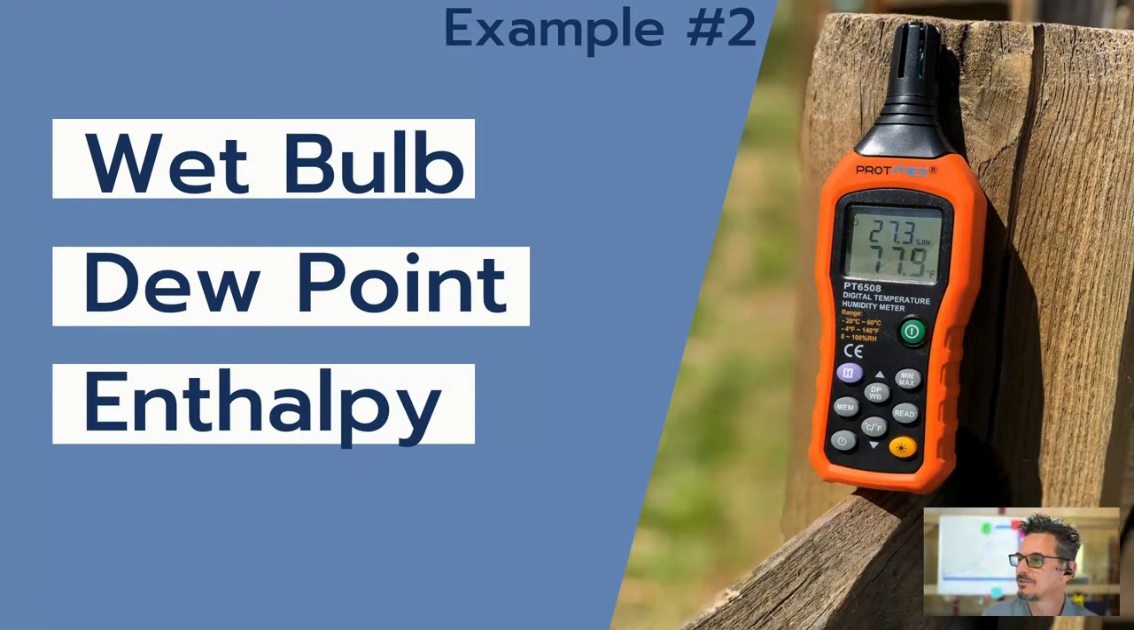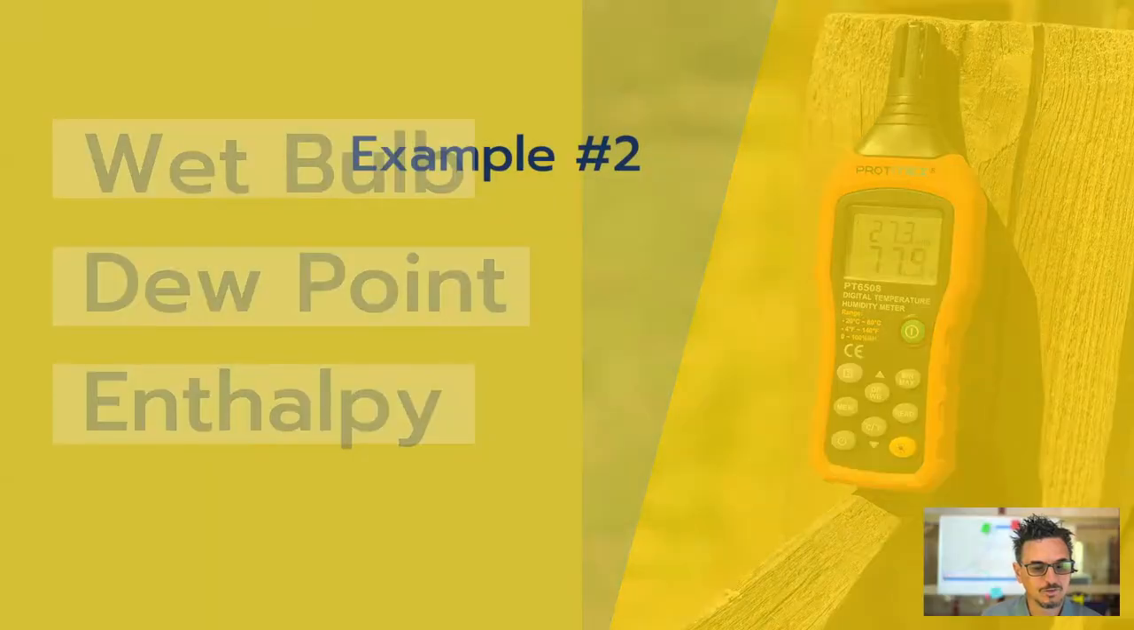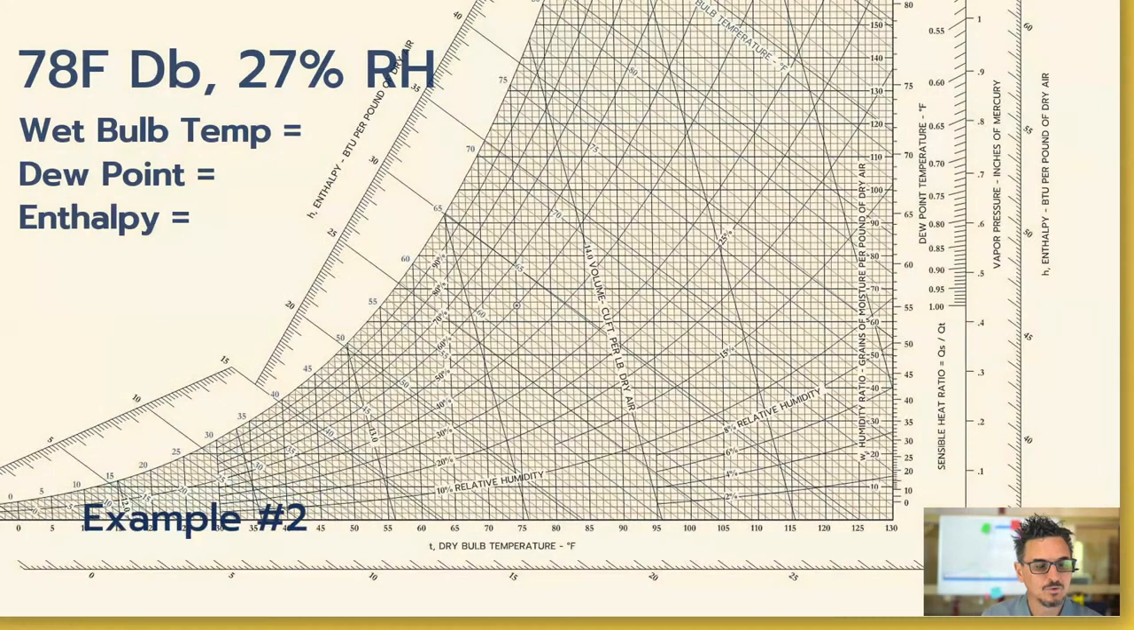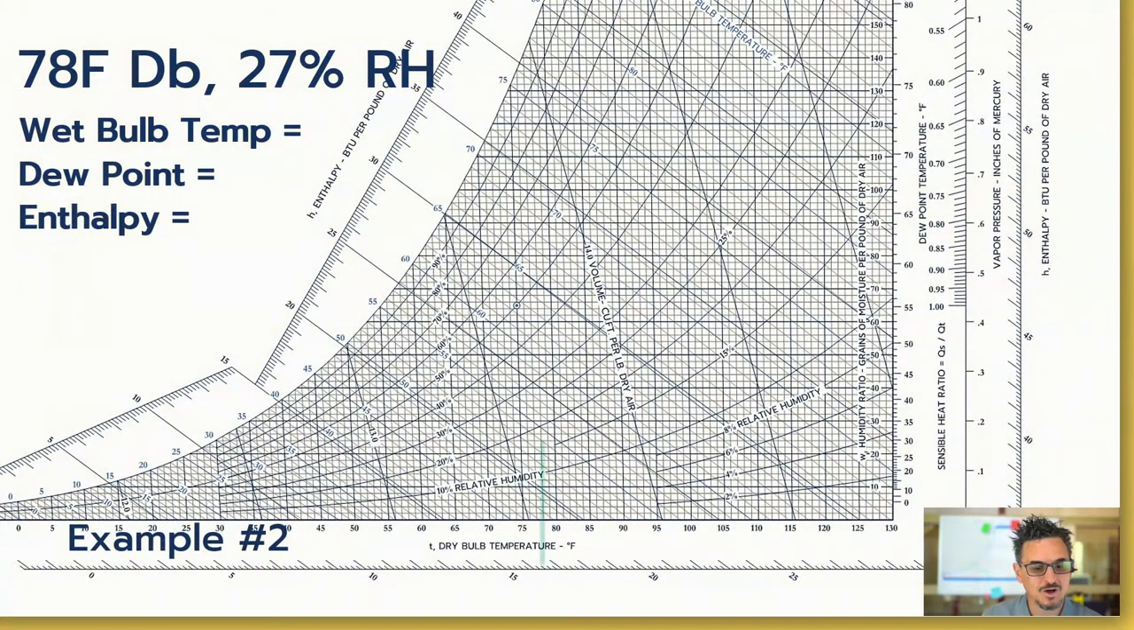Okay. So example two. On this hygrometer here in the photo, which is the one I have in my hand, this was taken at my home: 78 degrees, 27%. It doesn't get much better than that. So we're going to take those two conditions and plot them here. 78 degree dry bulb is right here. 27% RH is right there.